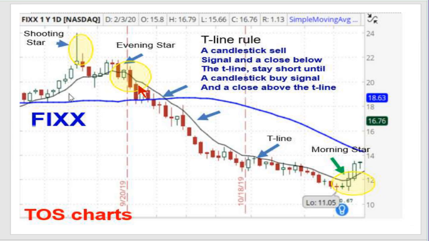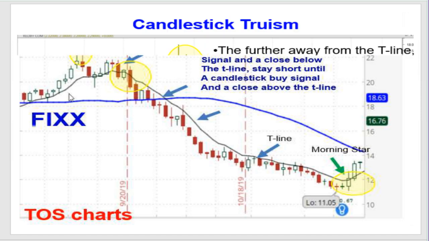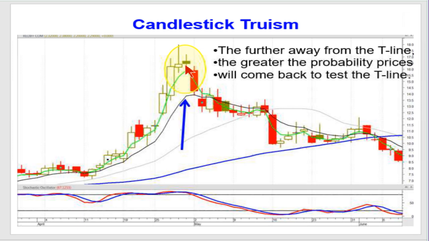When you see sell signals and a close below the T-line, T-line rule, you stay short until you see a candlestick buy signal and a close back up above the T-line. Now, why is that important? Because there's so many places where you might say, oh, there's a bullish harami right on the 50. Maybe it's time to start covering. Well, you still need the confirmation of the T-line. And then remember, we've got simple caveats or rules to the T-line. The further away you move from the T-line, the higher the probability it's going to come back and test it.